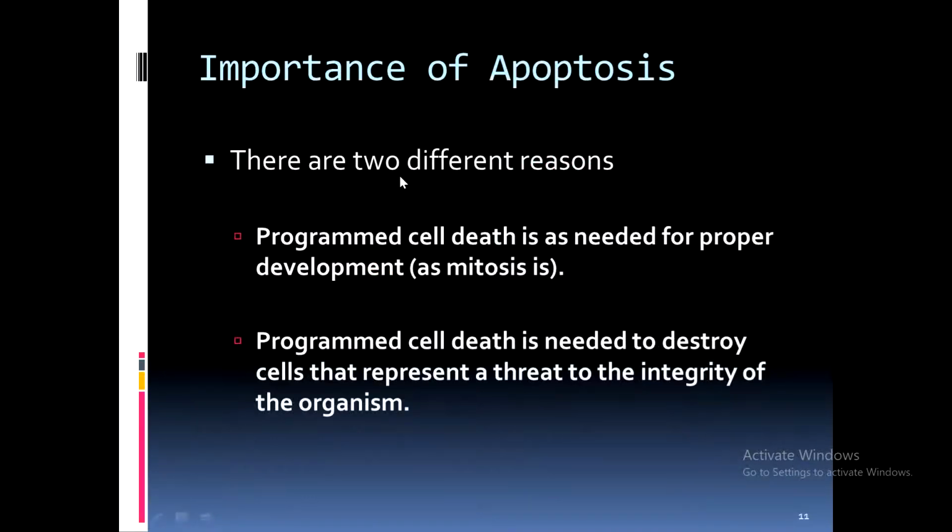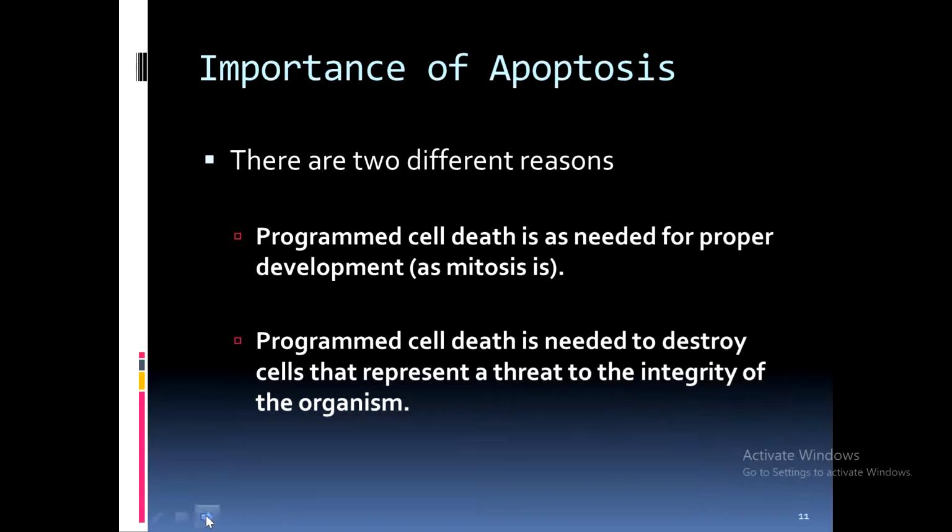So my dear students, as far as the importance of apoptosis is concerned, there are two different reasons. Programmed cell death is basically needed for proper development, just as in the case of mitosis, while programmed cell death is also needed to destroy the cells that are a threat to the integrity of the organism.